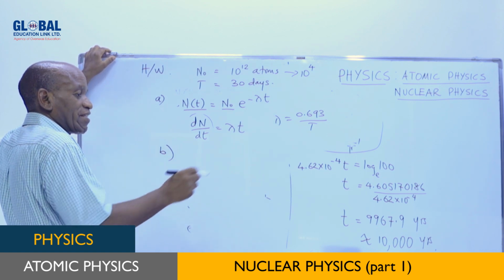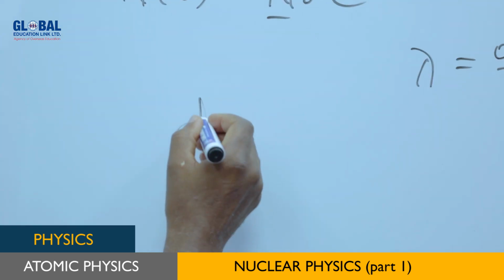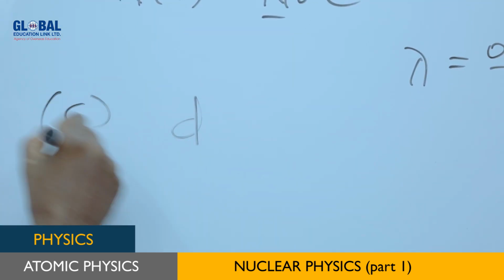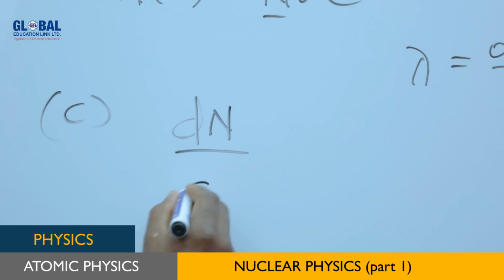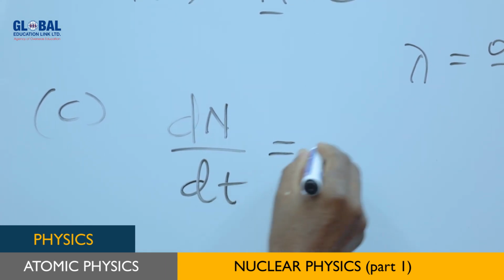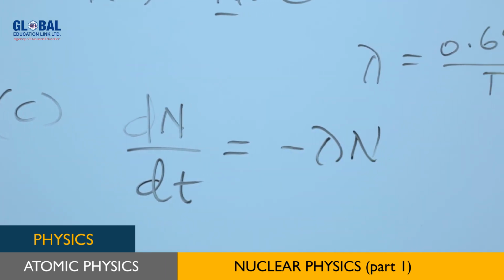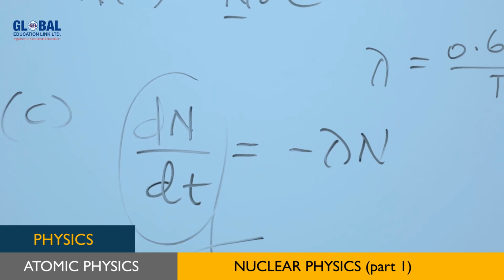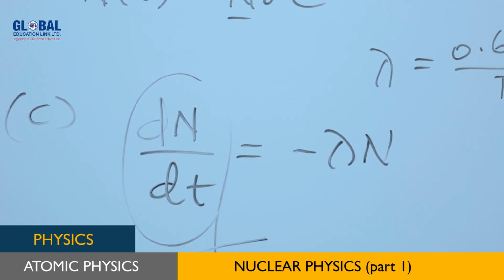And lastly is the count rate. Actually it comes from this particular expression, that is dN/dt is equal to minus lambda N. And then you can just determine this. That will give you the count rate.